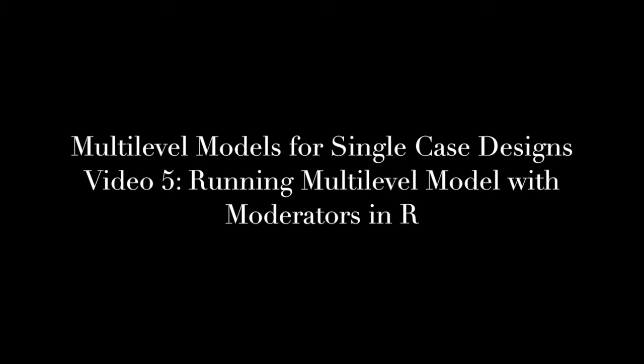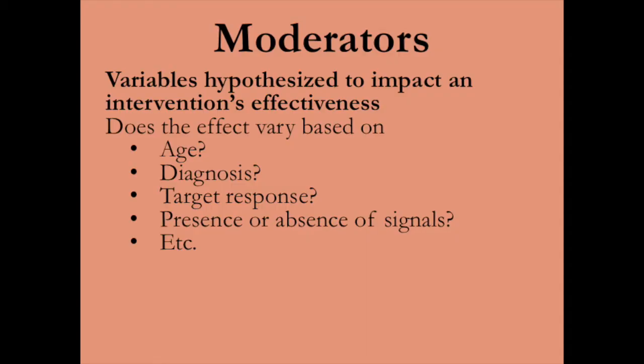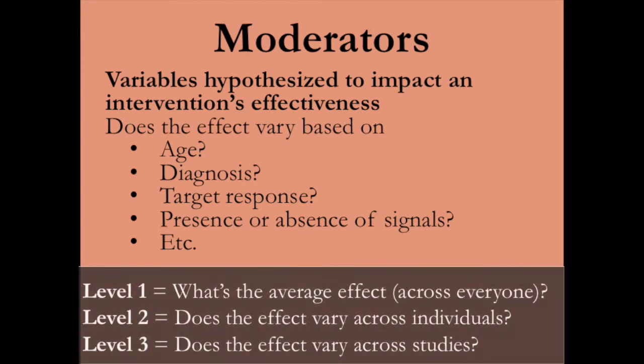Now recall that in video 4, when we ran the basic multi-level model, there was significant variability across individuals, so that was at level 2 of our 3-level model. Knowing that there's significant variability across either level 2 or 3, across individuals or studies, is really good information, but it's not that useful unless we have some way to figure out what the source of that variability is.